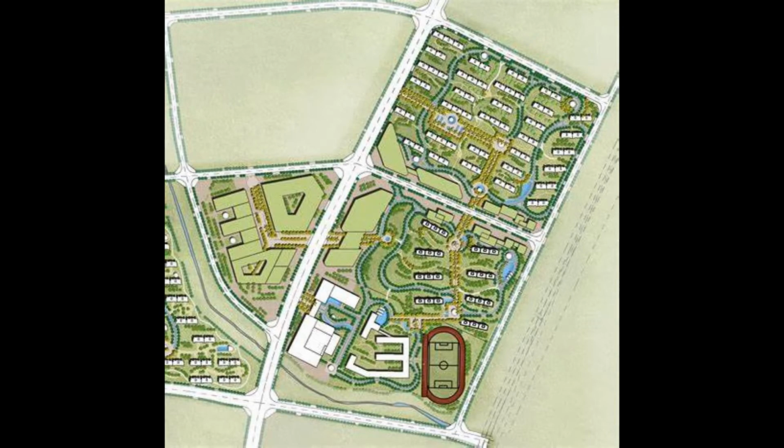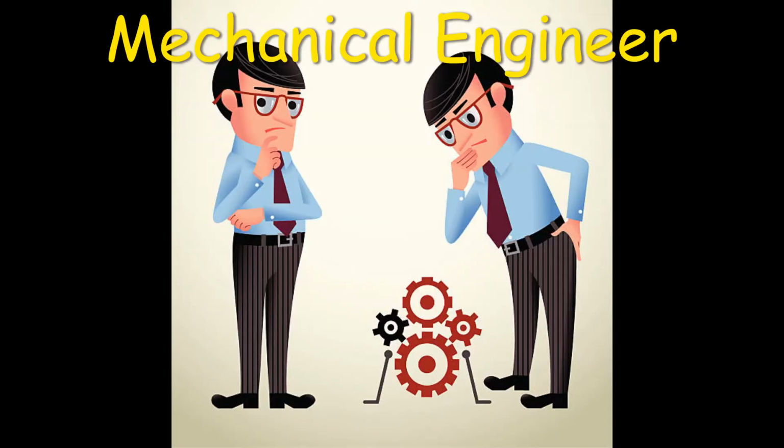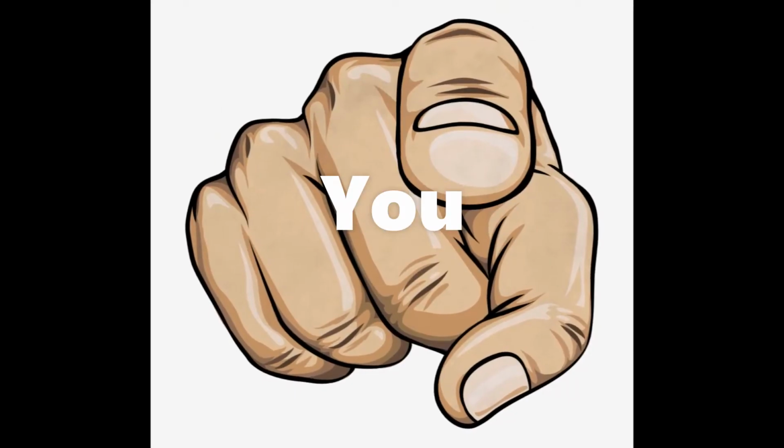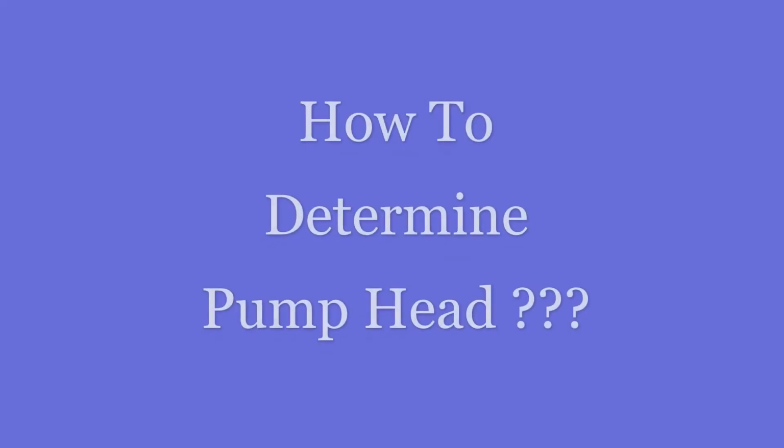For industry application, the master plan establishes the demand flow for the development based on the land use and population's estimation. The mechanical engineer, which is you, will need to size the correct pump capacity to deliver the required flow to the development. But how to calculate and determine the pump head required with the given flow demand?